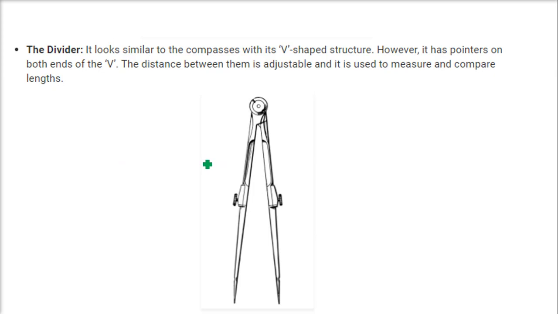Then we have the brother of the compass, which is called the divider. If you see, it is exactly like the compass. The only thing is that we don't have a pencil here. These are two pointers, and it is again V-shaped with a pointer on each end. The distance again can be adjusted because we have a hinge here. So you can spread out these two. It is adjustable, and it is used to measure and compare lengths. So if you have, say, two lines, just put it here, adjust it, and with the same distance try to put it here. If it is like this, oh, these two lines are not equal. This is how we use the divider.